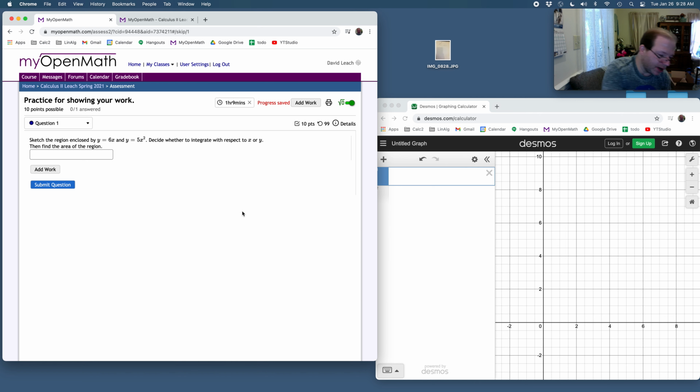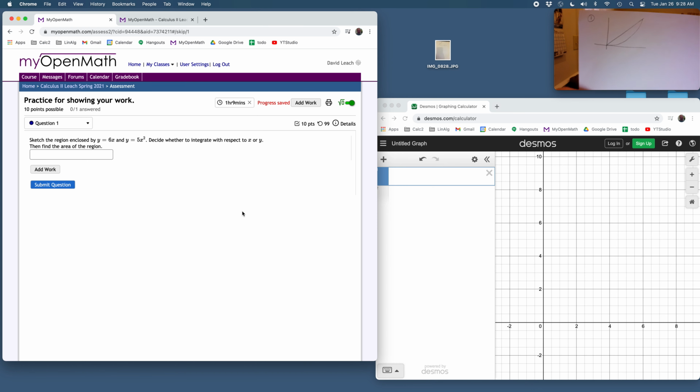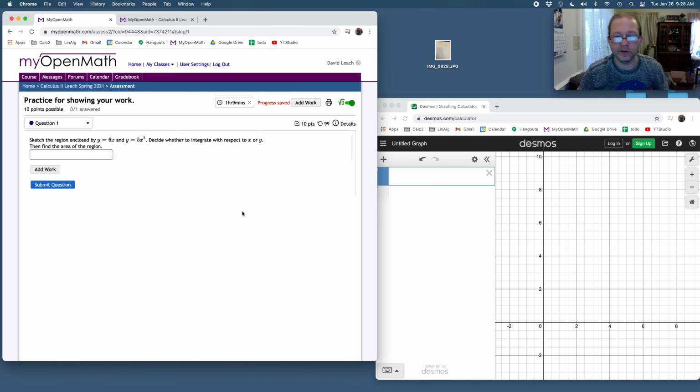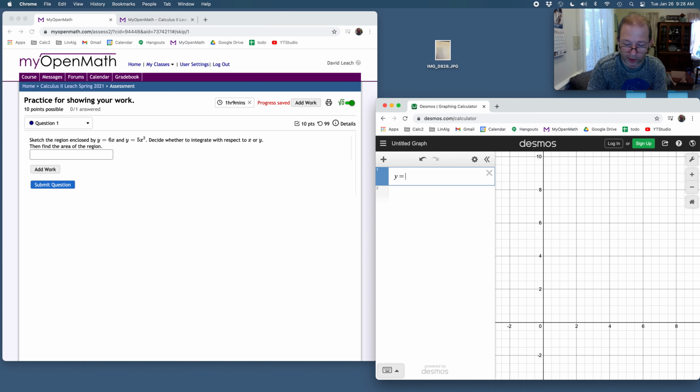Now I know what this graph looks like, and I'll need to copy it over here on my paper. It's going to be a line that goes through the origin and then part of a parabola. So it's going to look like that. Now I'm going to graph it on Desmos and use that to figure out where they cross.